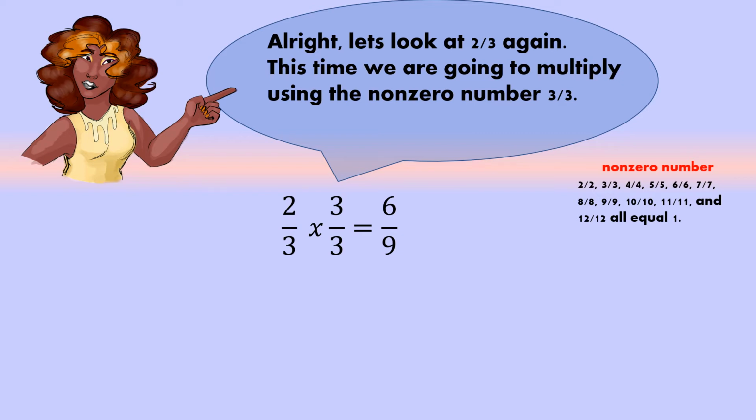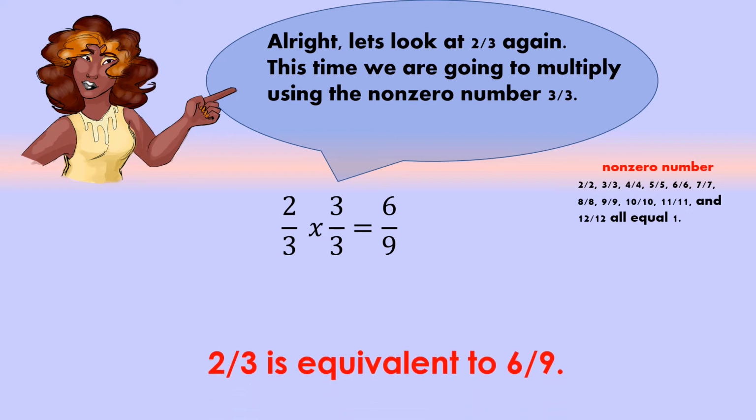Again, to multiply, all you do is multiply the two numerators, 3 times 2, which equals 6, and then multiply the two denominators, 3 times 3, which equals 9. So 2/3 times 3/3 equals 6/9, which means that 2/3 is equivalent to 6/9.